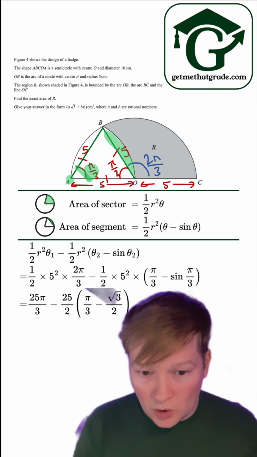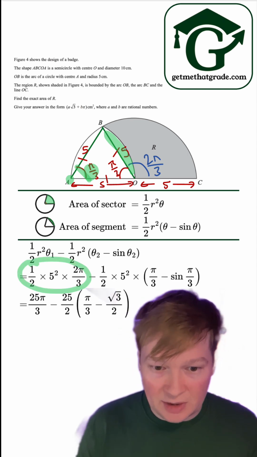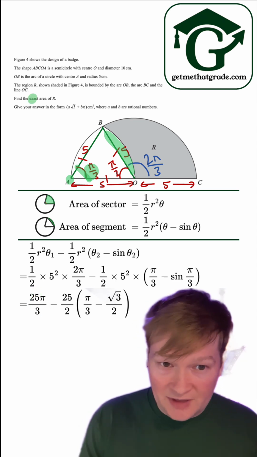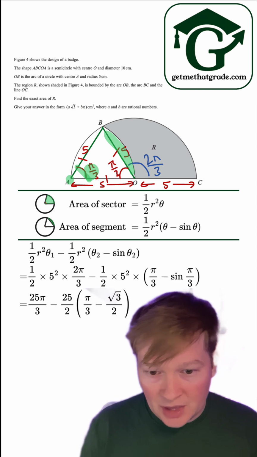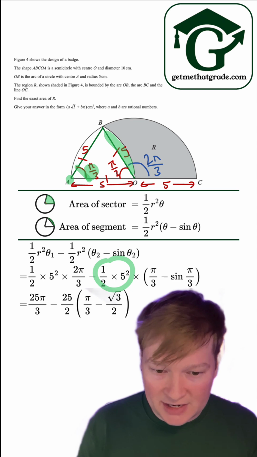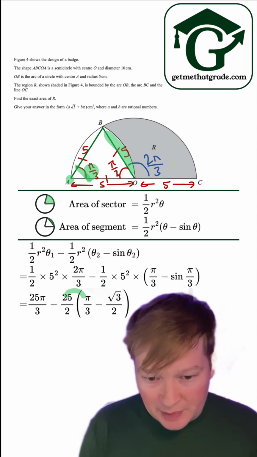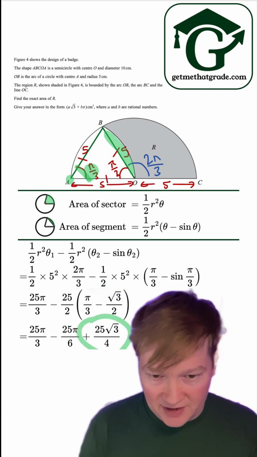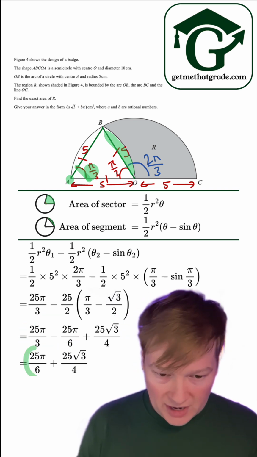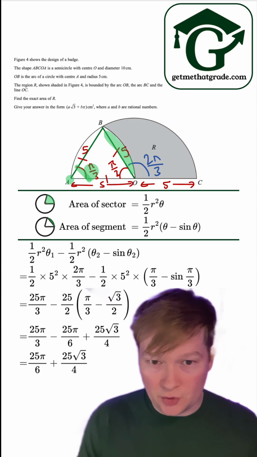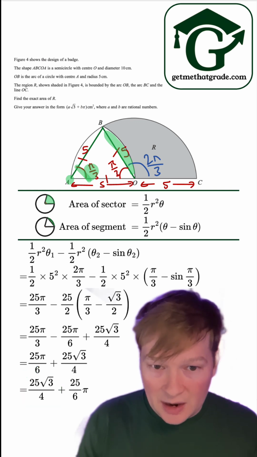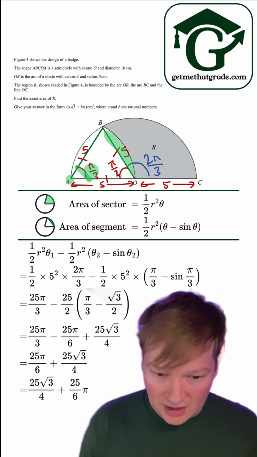If I work out what this is by doing the number crunching, it simplifies down to 25 pi by 3. Remember, I need the exact area, no decimals allowed. What about sine of pi by 3? Well, that's root 3 over 2, and this part is 25 over 2. If we expand the brackets, we end up with this and this. And then if we combine these two together, we end up with this. Now we just need to reorder it. We write the thing with the root 3 first, so this term gets written first, and then we write the thing with the pi. Here it is.